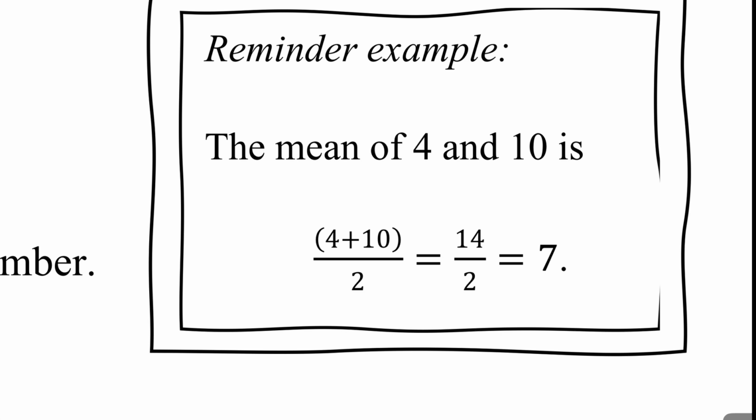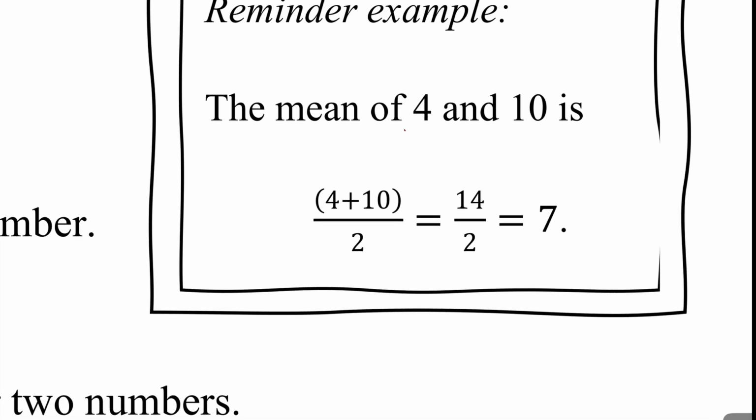Mean of 4 and 10 equals 4 plus 10 divided by 2. What we are actually doing here: you have two numbers, 4 and 10, and you're going to calculate the mean of these two numbers. It's pretty simple. It's just like a calculation of average, sum divided by number.